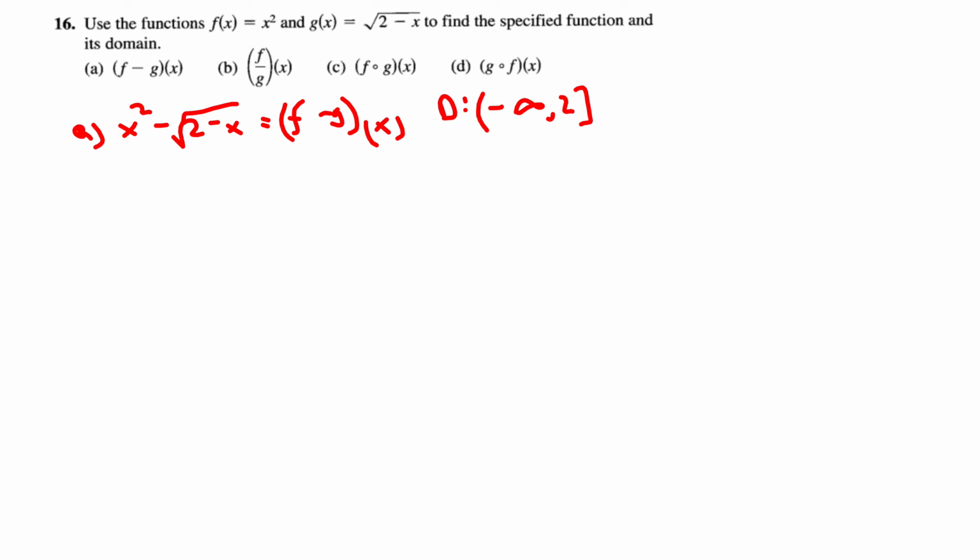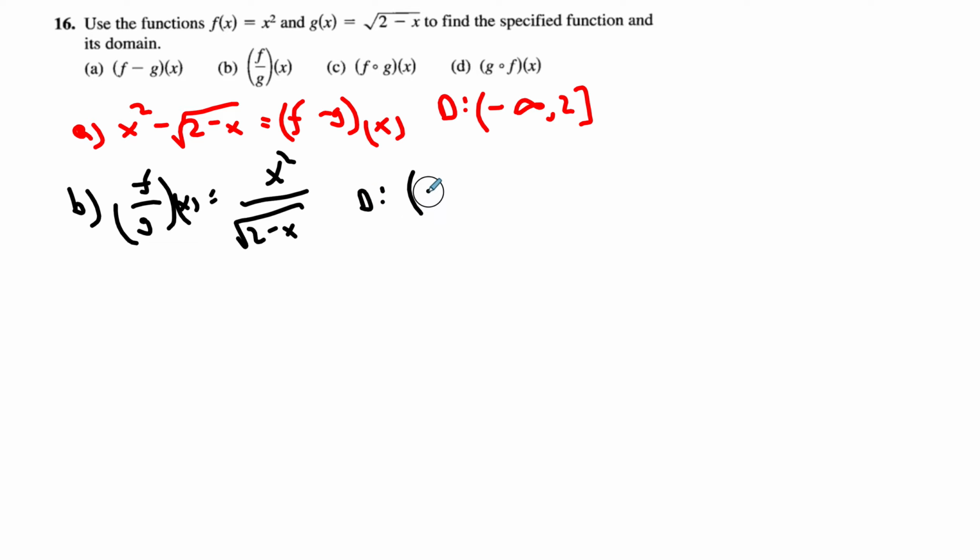domain. For b, f divided by g of x, this is going to be pretty easy, is x squared over the square root of 2 minus x. Now the domain is also going to be negative infinity up to 2, but because we're dividing by this, we can't put 2 in there because then we'd be taking the square root of 0 and getting 0. So the big thing that changes is less than strictly 2. That is soft boundary. So notice the open dot there.